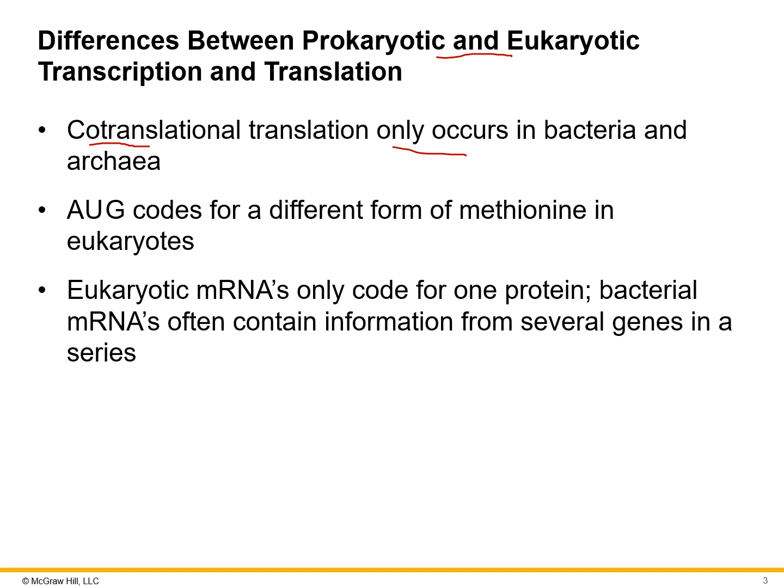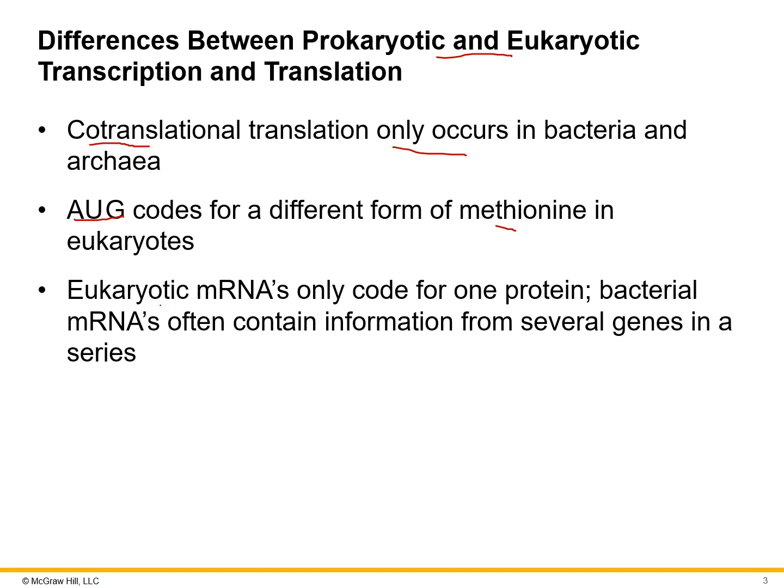Again, in eukaryotic cells, transcription's in the nucleus. That's completely separate from translation in the cytoplasm where the ribosomes are. And then also the AUG is still a start codon, but the amino acid methionine is just slightly different in prokaryotic and eukaryotic cells, but it's still a methionine.